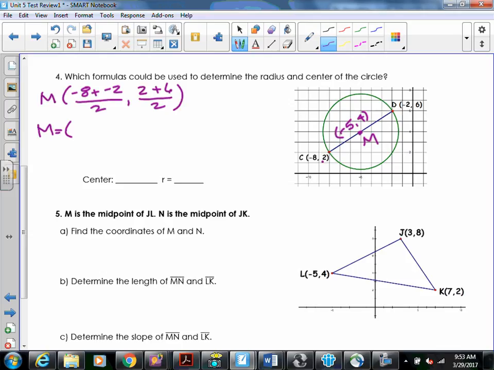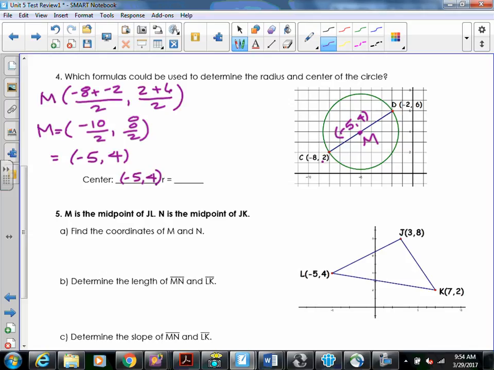When I add -8 plus -2, that's -10 over 2. -10 over 2 equals -5. And then 8 over 2 is 4. Would it be -4 or just positive? It's a positive. Okay, sometimes you switch the signs. So the center is at -5, 4.